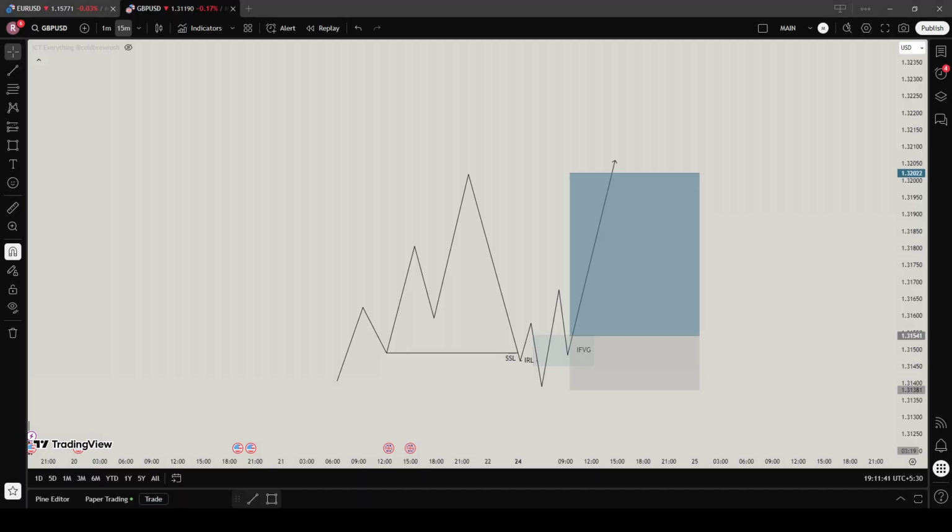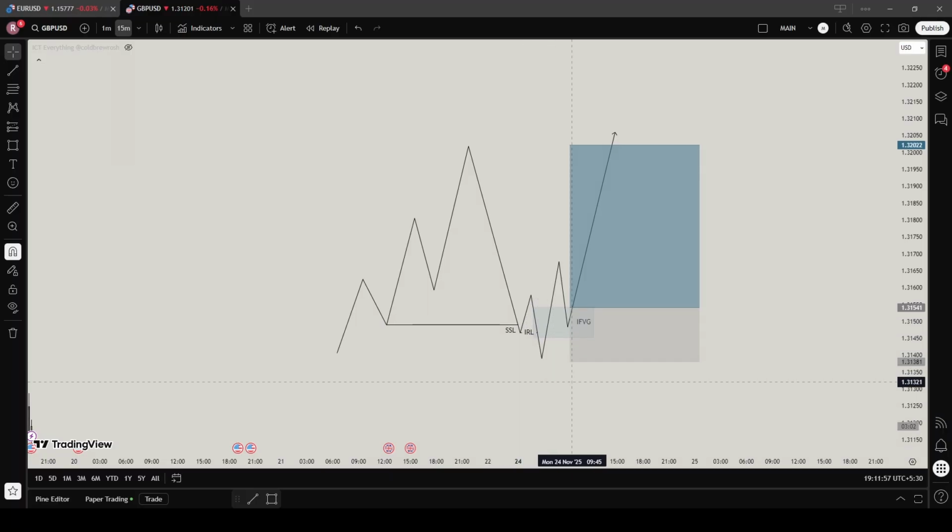Now let me take you to the bullish example of this model. First, we get a liquidity sweep, and here you can see the sell side liquidity being taken out. Once that happens, we get our lower time frame manipulation, which forms right here. And after that, the market gives us an inverse fair value gap, and that's the zone we'll be using to take our long trades.